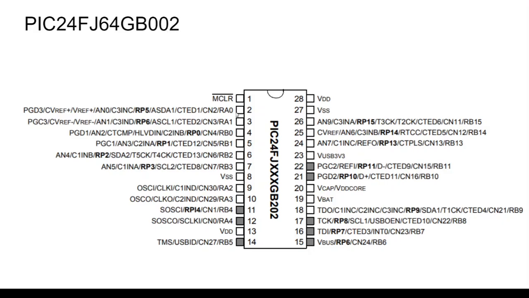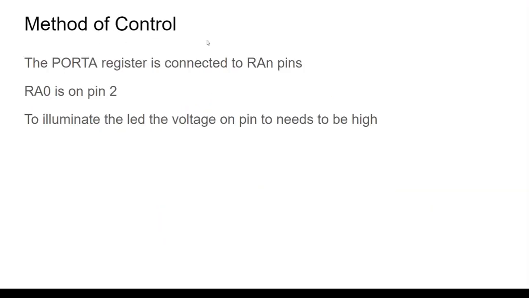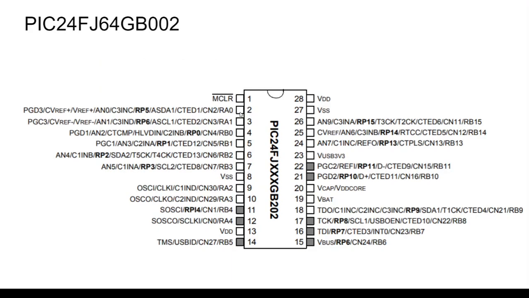PIC24FJ64GB002. Pin 2 is located on the upper left hand side and has many functions, but the one we're looking at today will be RA0. The method of control will be the port A register, which is connected to the RA pins. RA0 is on pin 2. To illuminate the LED, the voltage on pin 2 needs to be high. As you can see, pin 2 has RA0.